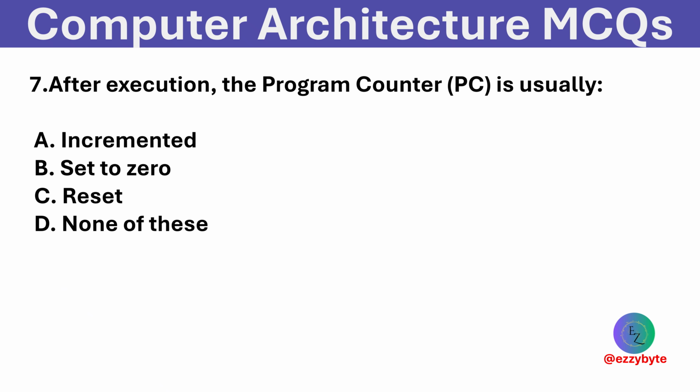After execution, the program counter is usually. Options are incremented, set to 0, reset, and none of these. Option A is correct. Program counter is incremented to point to the next instruction.